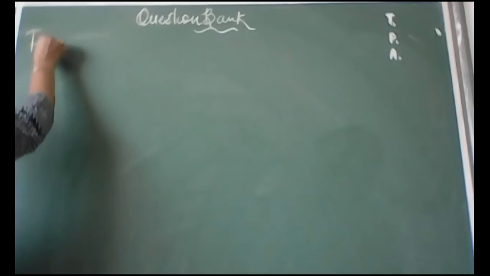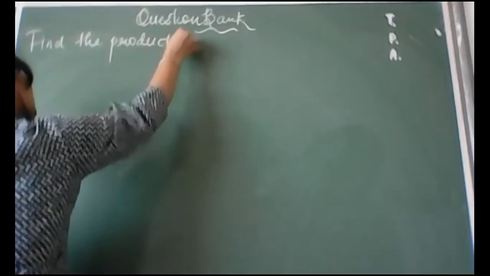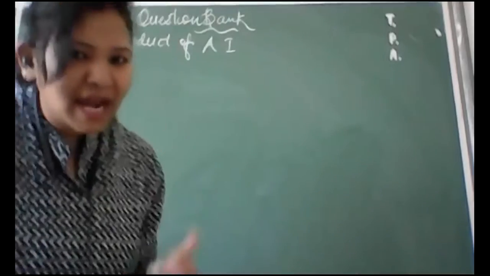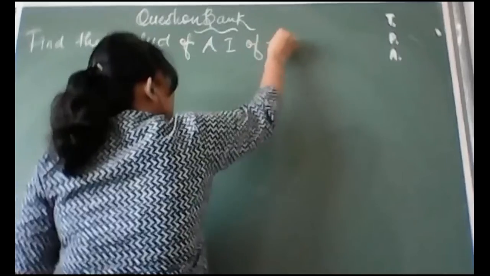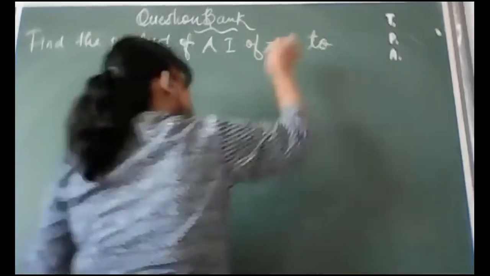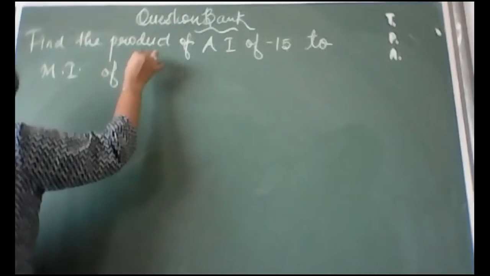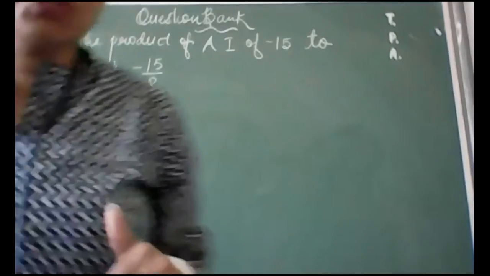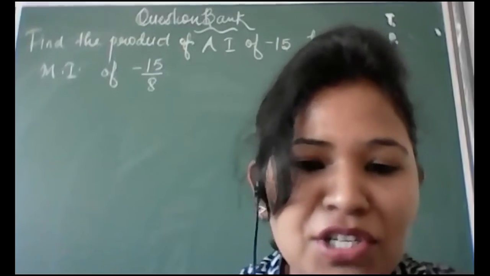So the first question which I am giving you is: find the product of AI. Write down the full form, that is additive inverse. Find the product of the additive inverse of -15 and the multiplicative inverse of -15/8. Very simple question which only needs the basic concept of AI and MI, which is already taught by me.